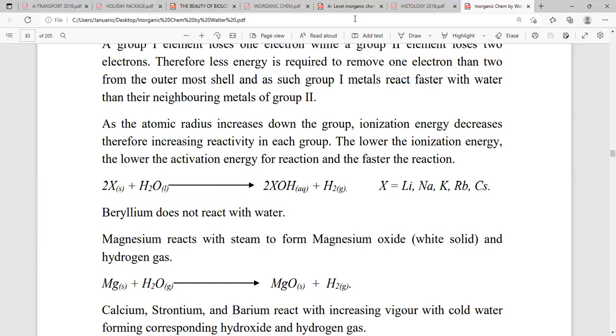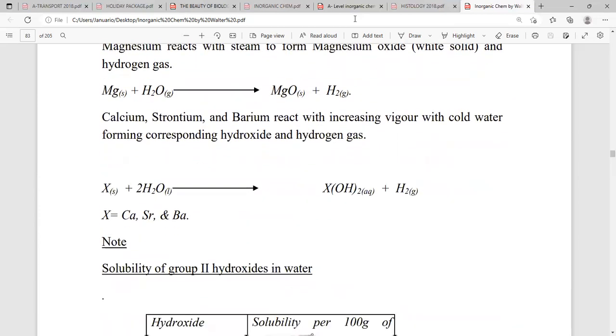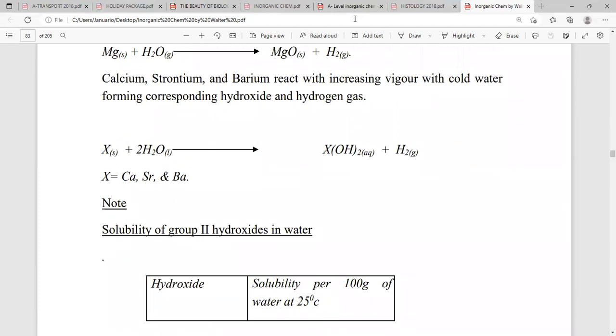At hot or high temperatures, we get magnesium oxide, which is a white salt, and we produce hydrogen gas alongside. But the rest of the group 2 elements, that is calcium, strontium, barium, react with increasing vigor with cold water, forming corresponding hydroxides and hydrogen gas. Those are the rest of the group 2 elements. So beryllium does not react with water. Magnesium reacts with steam to form an oxide, which is a white salt, and then hydrogen gas. Whereas for these ones, as we said, reactivity increases down the group.